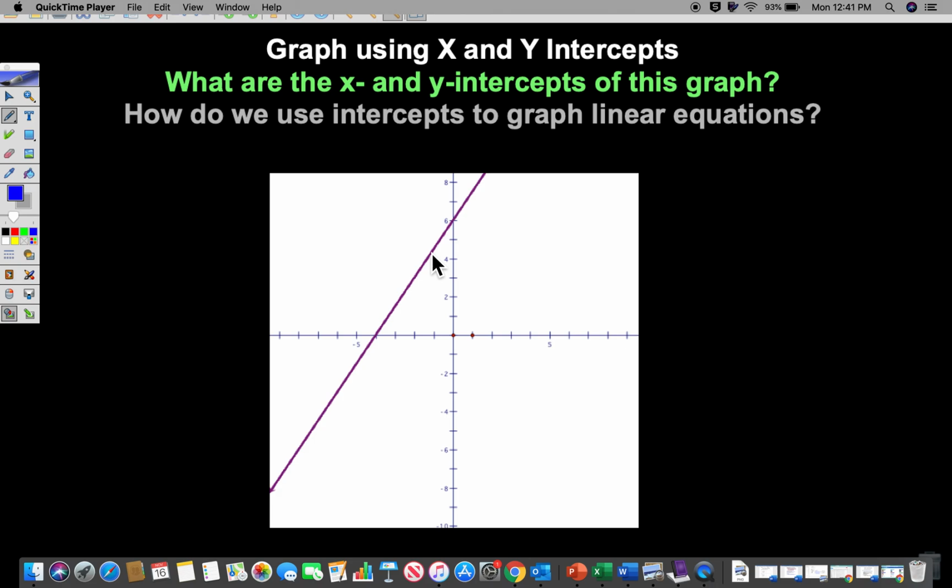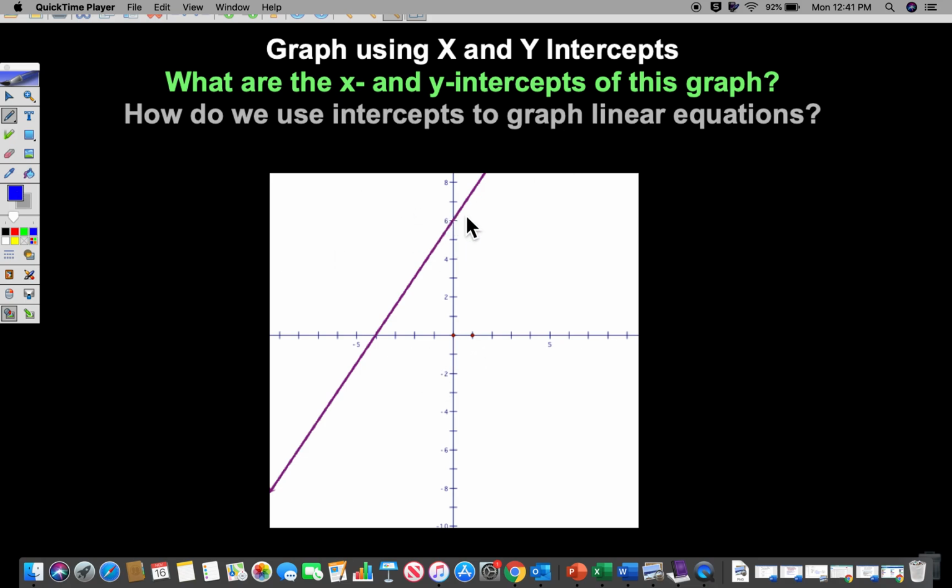All right, today we're going to look at graphing linear equations using X and Y intercepts, which is a deviation from using tables. It's a lot easier than using tables, and it's a lot quicker than using tables. So first, let's look at our graph here of this purple line on our Cartesian plane, and we're looking for the X and the Y intercepts of this graph.